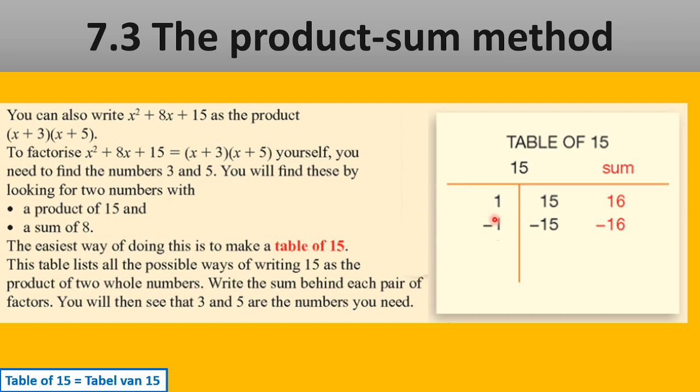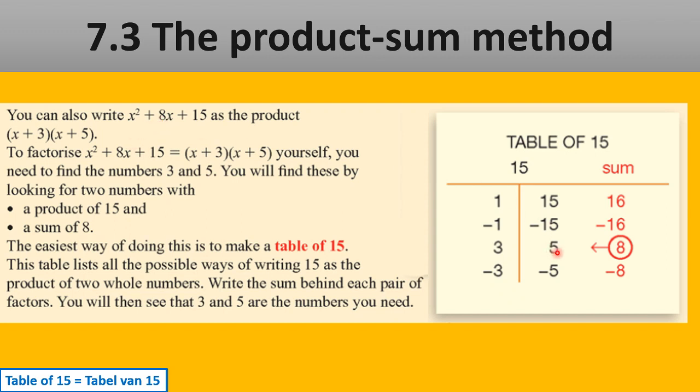The next number I would take a look at, I cannot do 2 times something because I don't want fractions. I want whole numbers. I'm going to take a look at 3. 3 times 5. In that case also minus 3 times minus 5. 3 plus 5 is 8. Minus 3 minus 5 is minus 8. Now I'm done. Why? In this row here, 3 plus 5 is 8, and that's the number here.